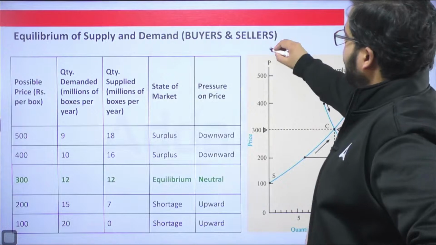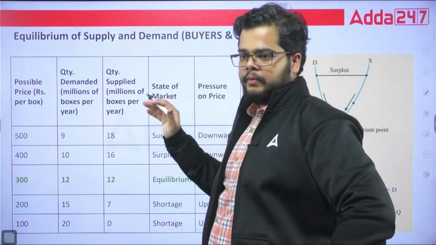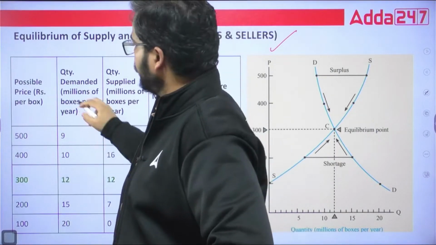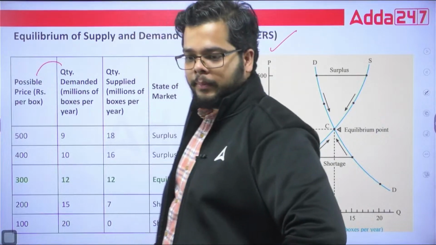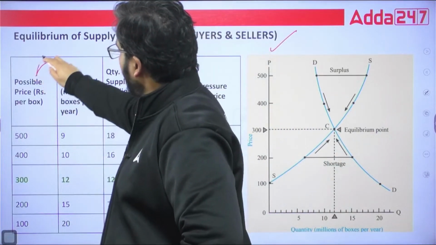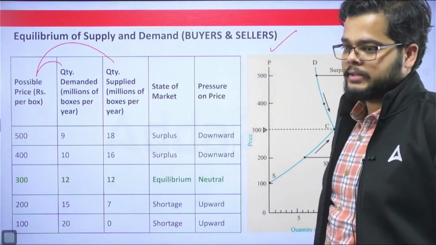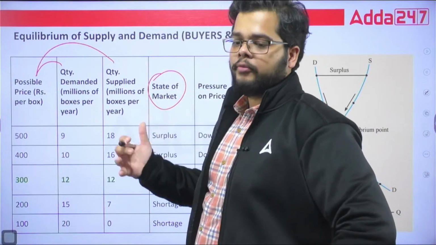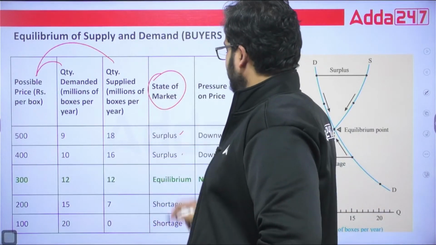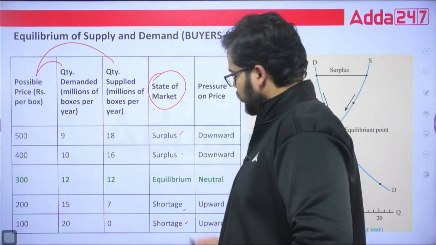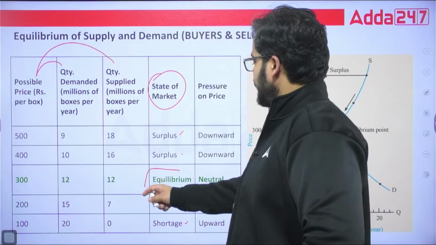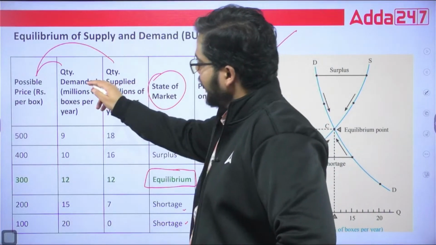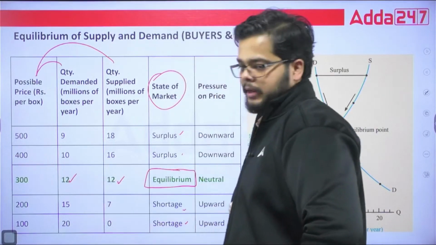Fine. Now let's see it in graphical representation, how we will represent it using the schedule. We have seen this column and this column as your demand schedule, and these as your supply schedule. Now we will look into the state of the market. What is the state of the market? Whether it is in surplus, or in shortage, or has achieved equilibrium. When will it achieve equilibrium? When the quantity supplied and quantity demanded are equal.